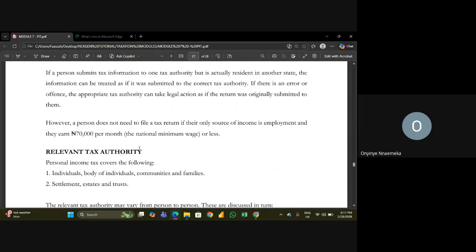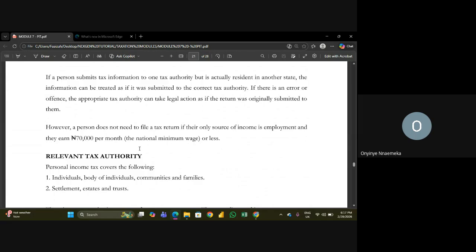So if you submit information to one tax authority, but you are resident in another tax authority, the information can be treated as if it was submitted to the correct one. If there is an error or offense, the appropriate tax authority can take legal action as if the return was originally submitted to them. Let me explain this. You are a resident of Oyo, you went to submit to Lagos Tax Authority. It is okay because it is going to be treated as if you submitted to Oyo. But if you made an error or committed an offense, it is the original tax authority you were supposed to submit to that will take up the error with you.